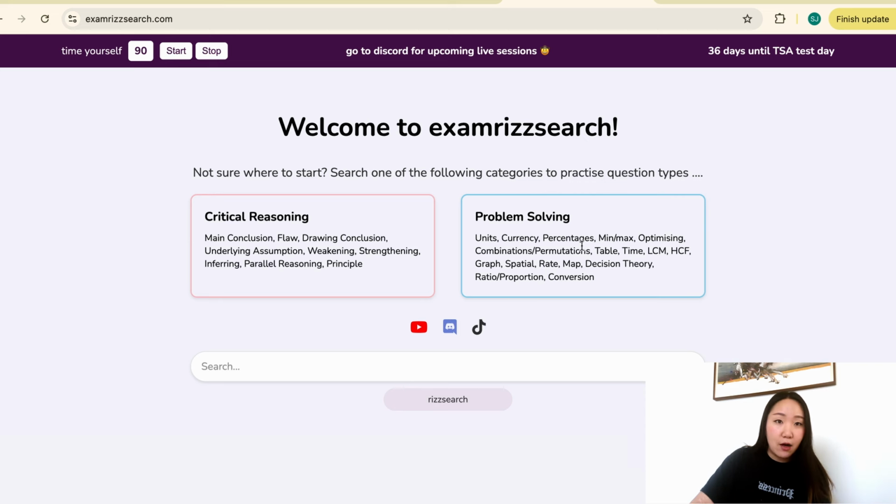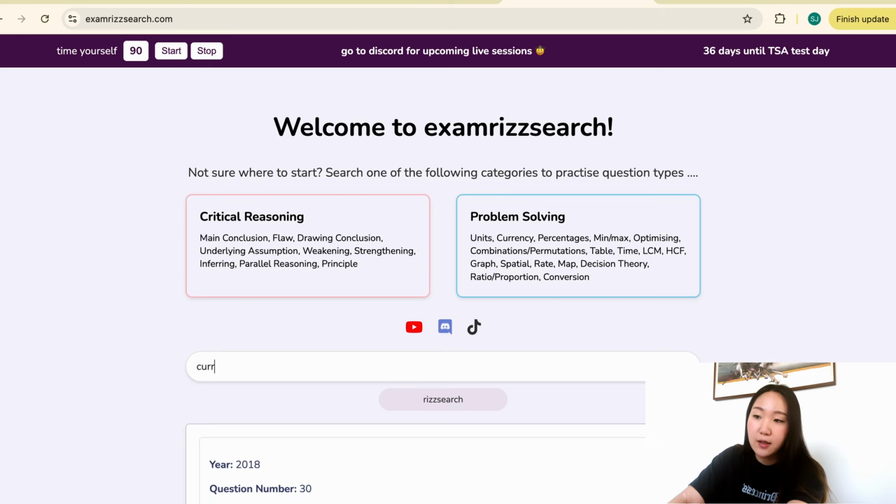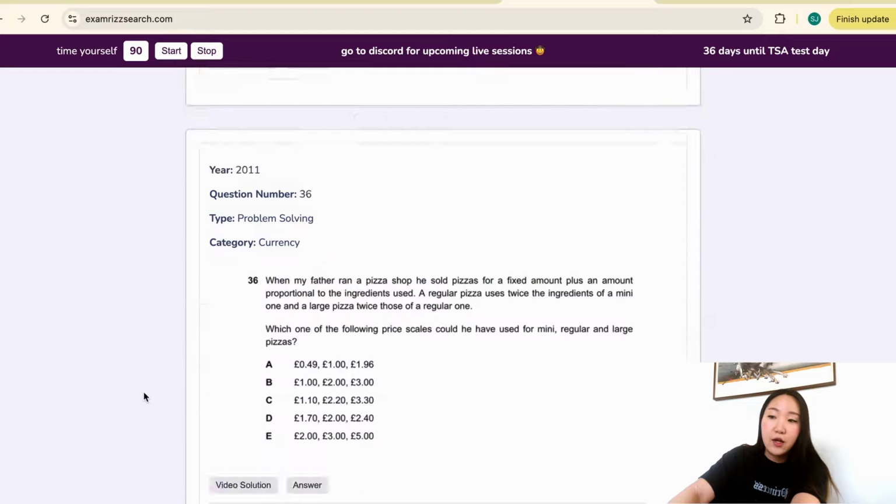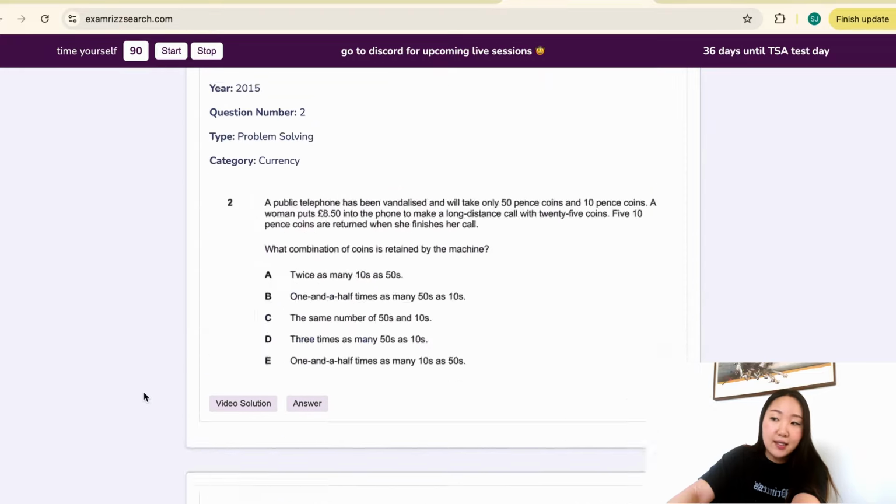I've actually listed out here on the problem solving side the different categories of questions. These aren't official by the university, this is just what I think is best based on practice knowledge and all that. And critical thinking, these are the categories. So if you want to try, say, the currency questions, then in the search bar you just search currency and you'll get all the questions related to that.